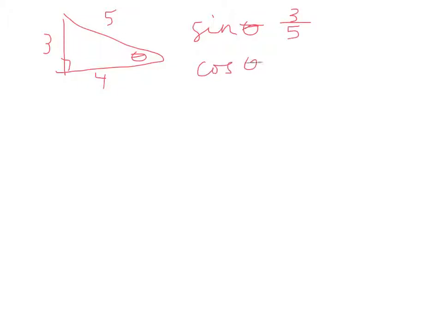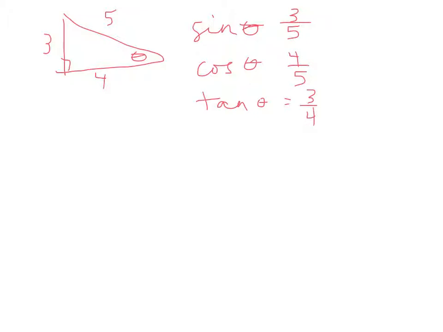So here's my 3, 4, 5 triangle, same poor, sad triangle, and here's my theta. And we know that the sine of theta is 3/5. The cosine of theta we learned was 4/5. And the tangent was 3/4.